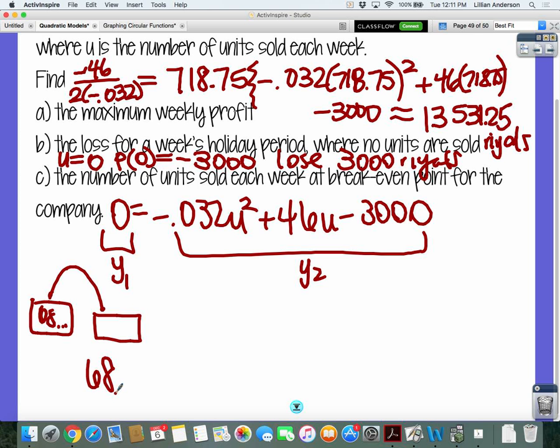68.5. 0.5 what? 68.5 units sold. All right, so about 68.5. So basically, we can't sell 68 units. We can't sell half of a unit. So at 69 units, that's when this guy's gonna actually start making some money, or this girl's gonna start making some money. Okay?